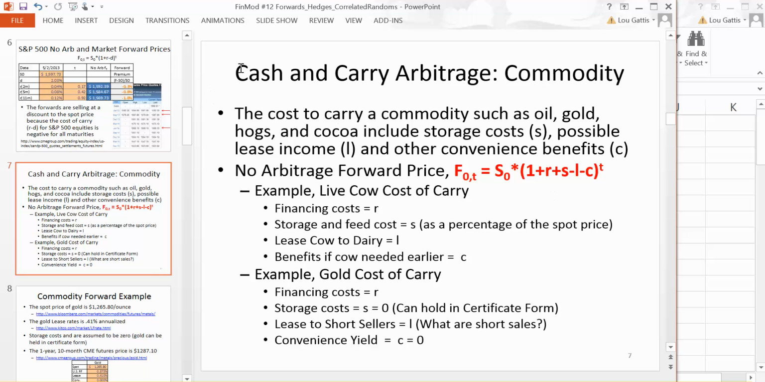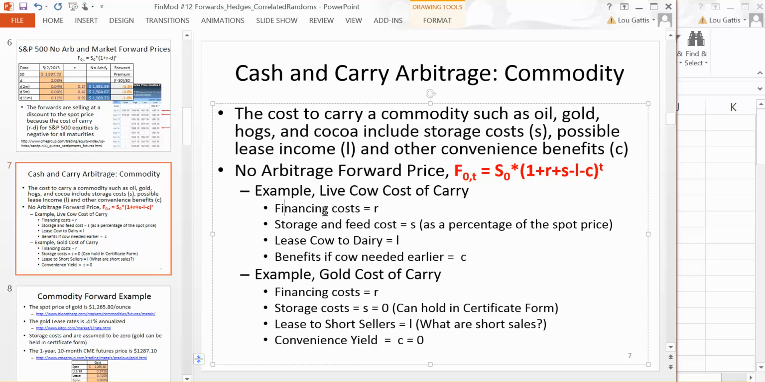Let's talk about cash and carry for more interesting commodities other than stocks. Let's say a live cow. Say you want to do a cash and carry on a live cow. Well, the forward price is just going to reflect the cost of carrying the position. In other words, buying a live cow today and holding it until the forward maturity date. So I'm still going to finance my position at interest rate R.